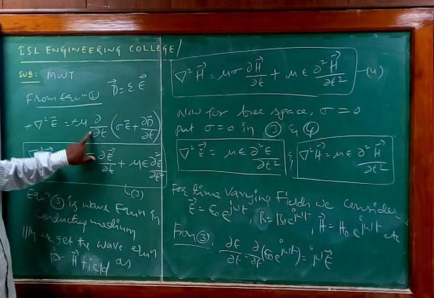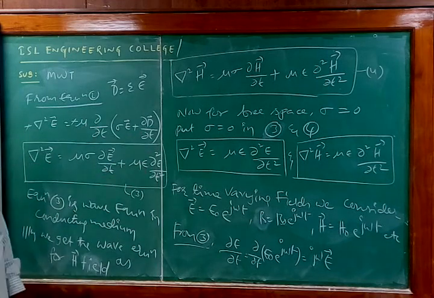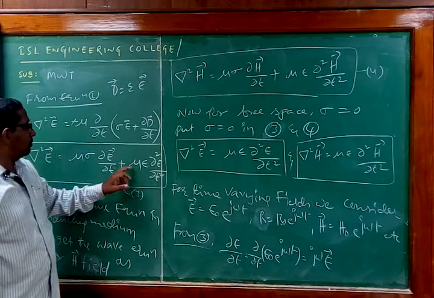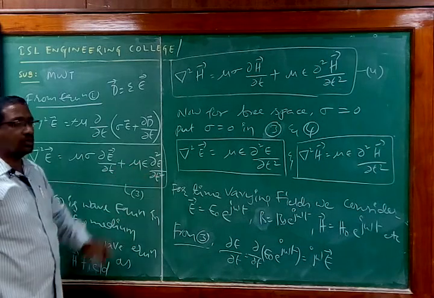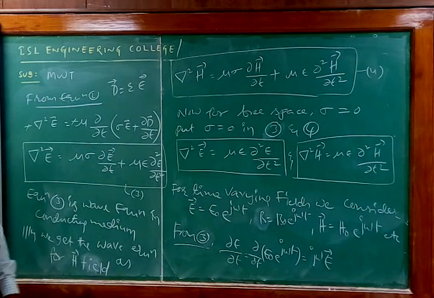Next here I have dou by dou t of this. So when I multiply this, I get a double differentiation. So I can now get mu epsilon dou square E by dou t square. That is the equation I am going to get, which is known as equation number 3. And this equation is known as the wave equation in the conducting medium.